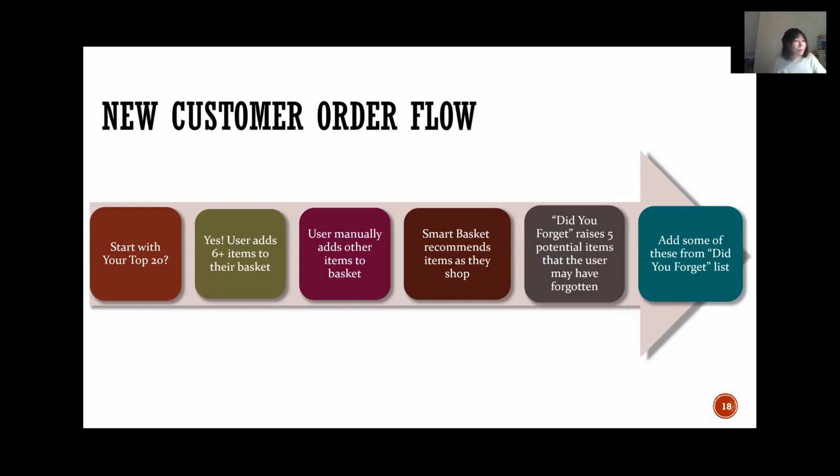Based on the discussion so far, we can envision what the new customer order process should be. Customers log in online and get a prompt asking if they want to start with the top 20. If yes, they start with the top 20 and proceed with online shopping. As they continue, the smart basket system recommends items based on their association rules and purchase history. At the checkout, the Did You Forget recommender is activated to scan the content of their baskets and comes up with a list of 5 potential items that they may be forgetting, giving them one more opportunity to add those items into their basket before they proceed to payment.